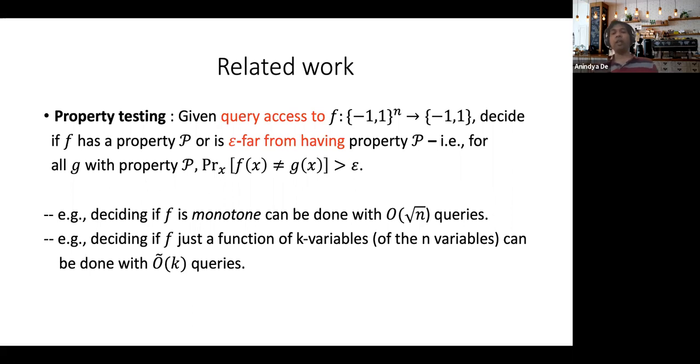I would like to highlight one. For example, if you want to know whether your given f is just a function of k variables, what would be referred to as the property of being a k-junta, so Eric and Amit know all about it. Then this property can be decided with just order k queries, so completely independent of dimension n. This is a target we are also shooting for, which is very much inspired by property testing: can we do it completely independent of the ambient dimension?